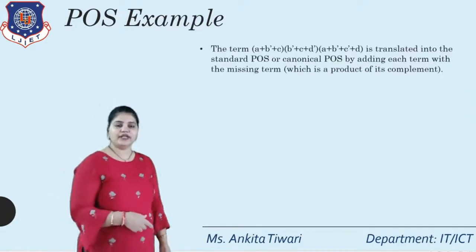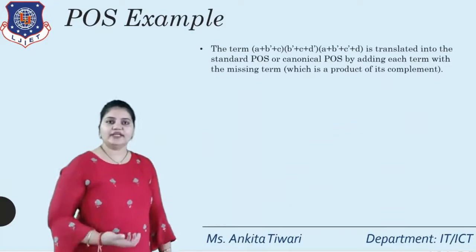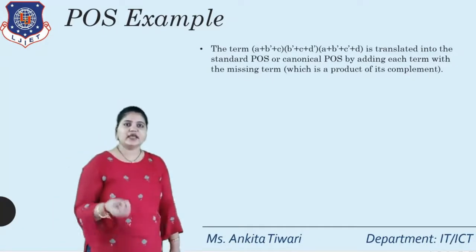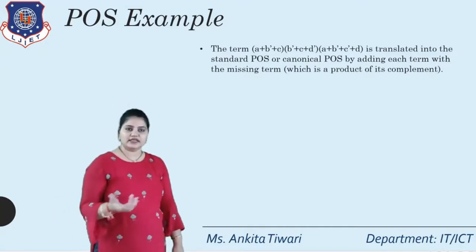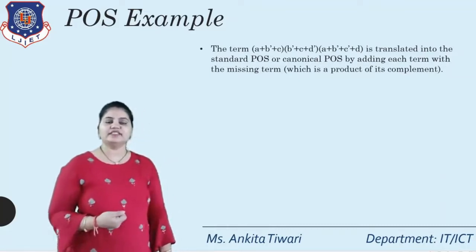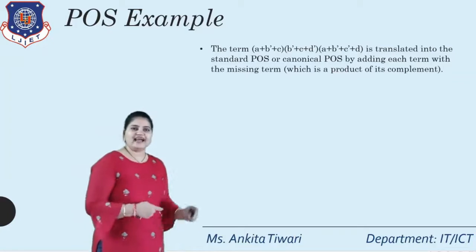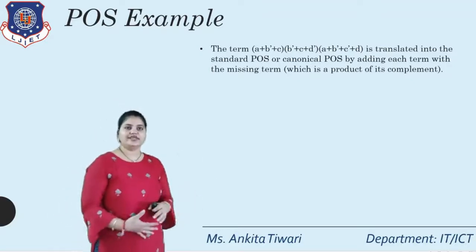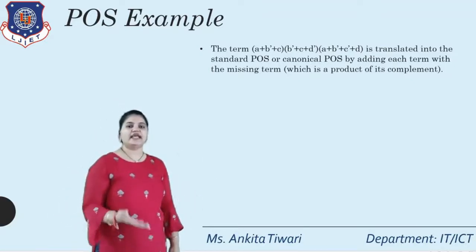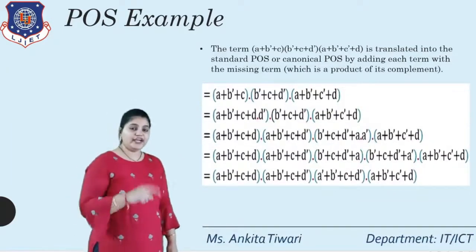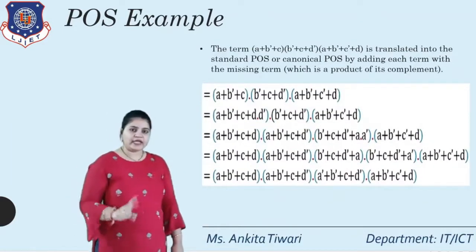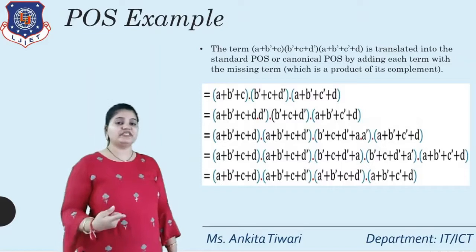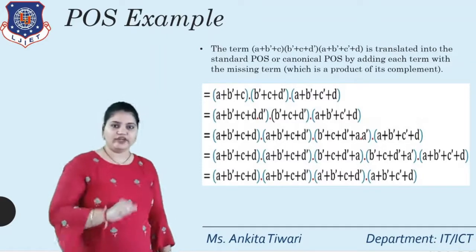Now we'll see a POS example. In POS, suppose I am taking a question that includes 3 terms, that is a plus b bar plus c, plus b bar plus c plus d, plus also one more a plus b bar plus c bar plus d. Now you can see that the first and second terms are missing one variable, but the third term has all the variables. So where it is missing, there and only there we will suppose it, but it will be the opposite supposition. Why? In SOP we were supposing one value, and POS is the opposite of it. That means here we will suppose 0, not 1.